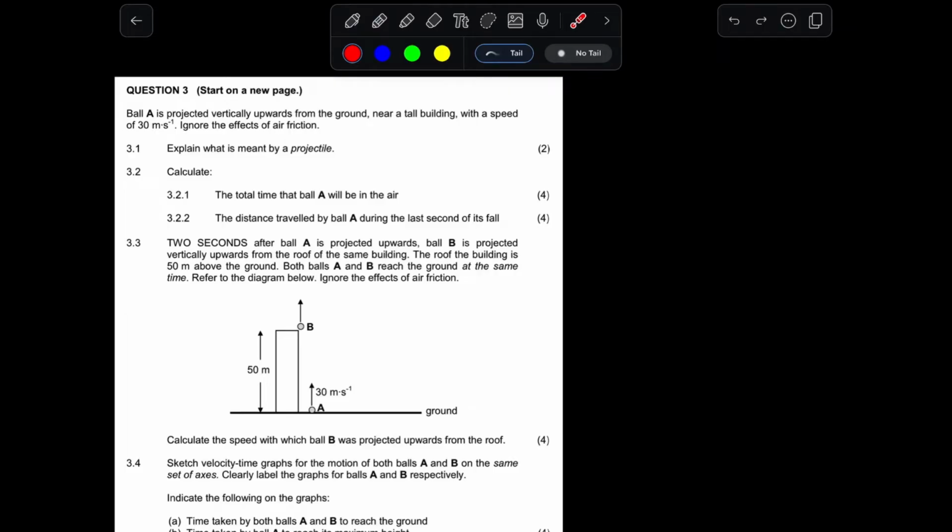Now I'm not gonna do 3.1. Let's go to 3.2. It says calculate the total time that the ball is in the air.